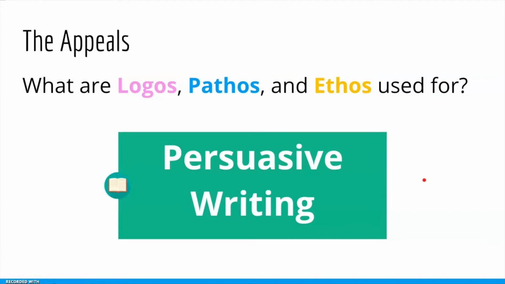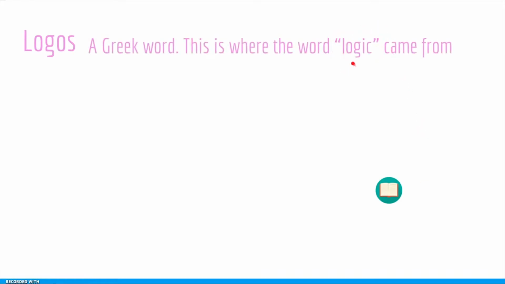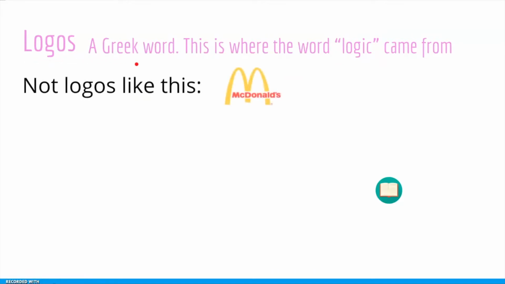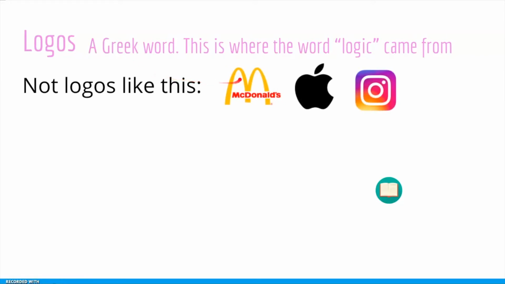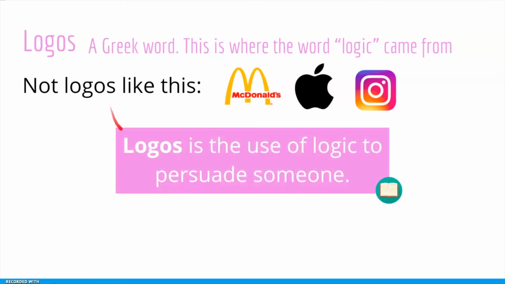So how did the authors use these 3 for persuasive writing? Well, logos is a Greek word, and it's the word we got the English word logic from. As you can see, they both start with the same 3 letters. So, yes, logos does not refer to images that companies use to represent their companies, like the golden arches or the apple, or Instagram's little app icon. That's logos, with a Z sound at the end of that word. Instead, we're talking about logos, which has more of a normal S sound at the end. Logos is the use of logic to persuade someone. So go ahead and write that down.